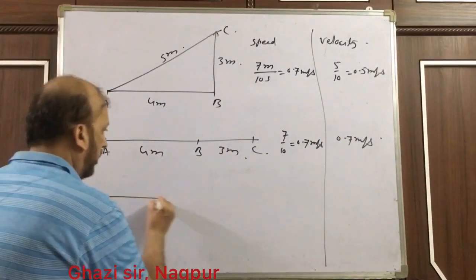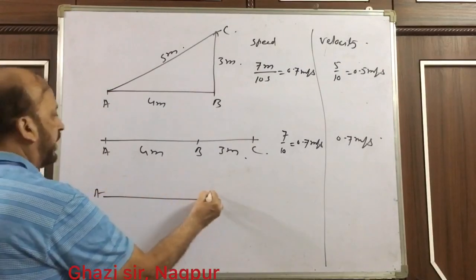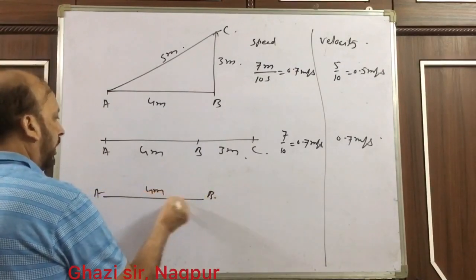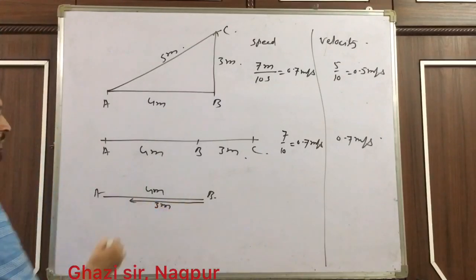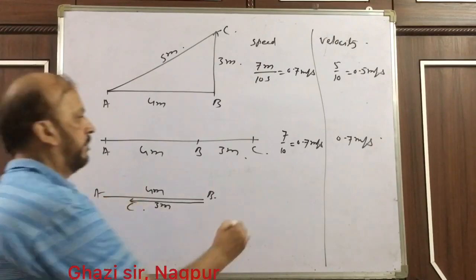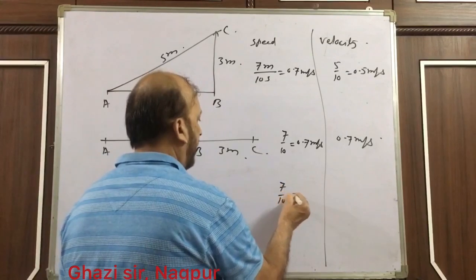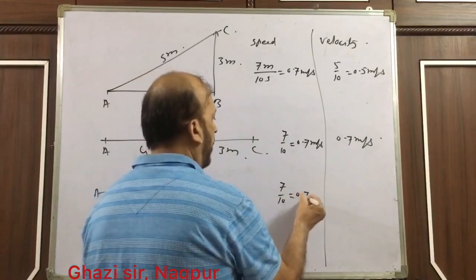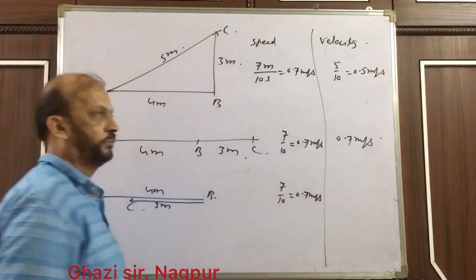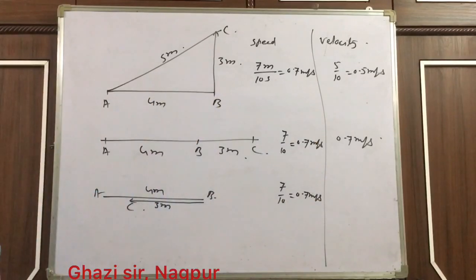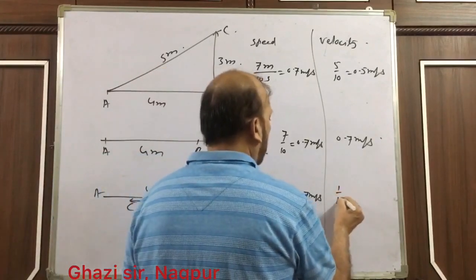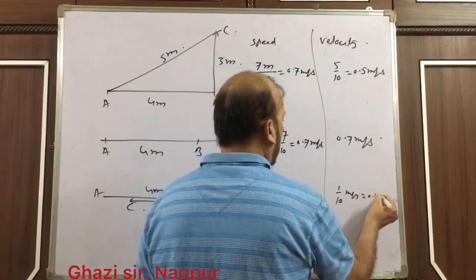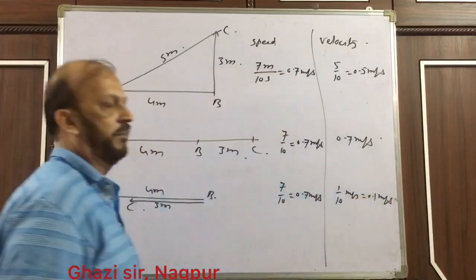For example, A to B, say 4 meter, and return back 3 meter, say to C. So the path length is 4 plus 3, that is 7. So 7 by 10, that is 0.7 meter per second. And displacement is just 1 meter, that is 1 by 10 meter per second, equal to 0.1 meter per second.